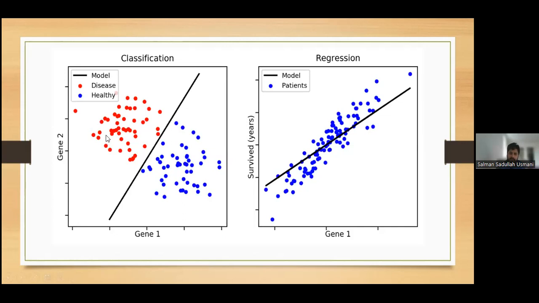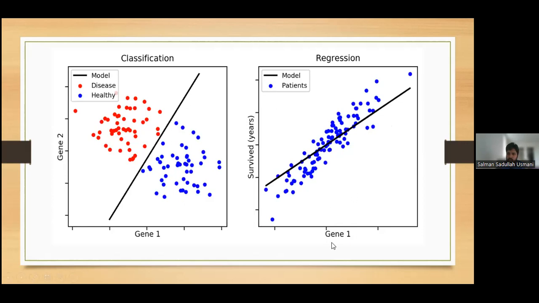But with real data, there will be some red dots here also, and some blue dots here also. So we will try to draw the line that classifies most of the samples. It will never be 100% accuracy; we will try to achieve 90% or 95%. We draw the line that classifies the maximum number of samples with accuracy. This is an example of classification.